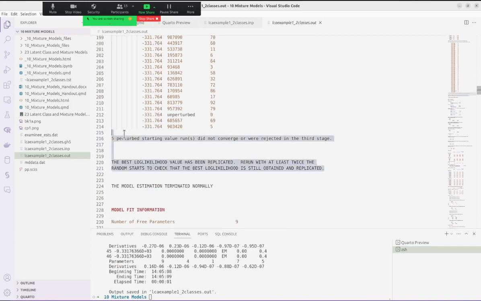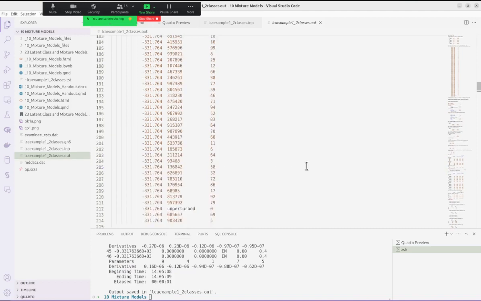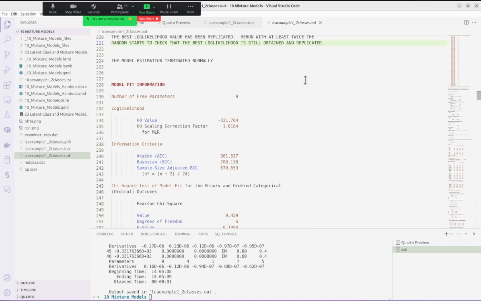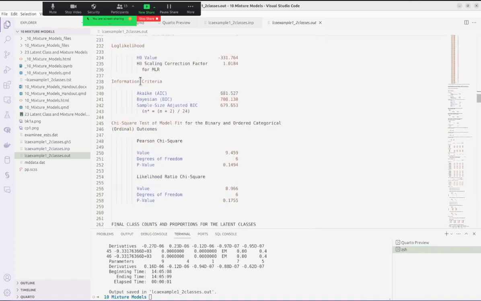M+ will warn you right here. If it's bad, it'll say the log likelihood has not been replicated. There's a big paragraph that tells you. Here, this is good. It still wants us to rerun with at least twice the random starts. M+, I did 100 times. Come on now. That's kind of a... ChatGPT isn't running M+ output here. Topic for another day. All right.